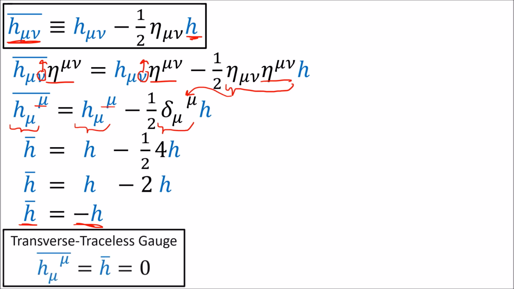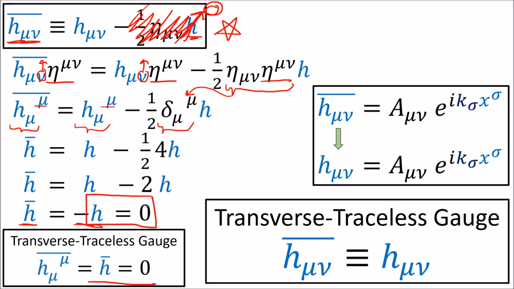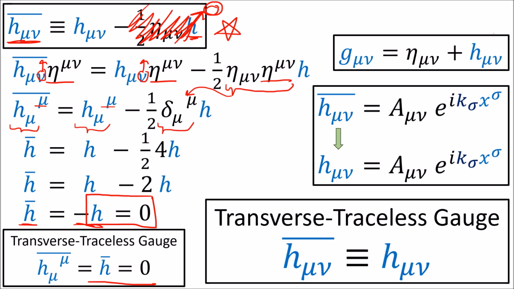Now we know that in the transverse-traceless gauge, the trace of h-bar is equal to 0 by definition. And by the formula we just proved above, this also means the trace of h is 0. And if we set the trace of h to 0 in our original formula, this shows us that in the transverse-traceless gauge, h-bar and h are the same thing. So in the transverse-traceless gauge, anytime we've written h-bar, we can just replace it with h, which is just the original metric perturbation without any modification.